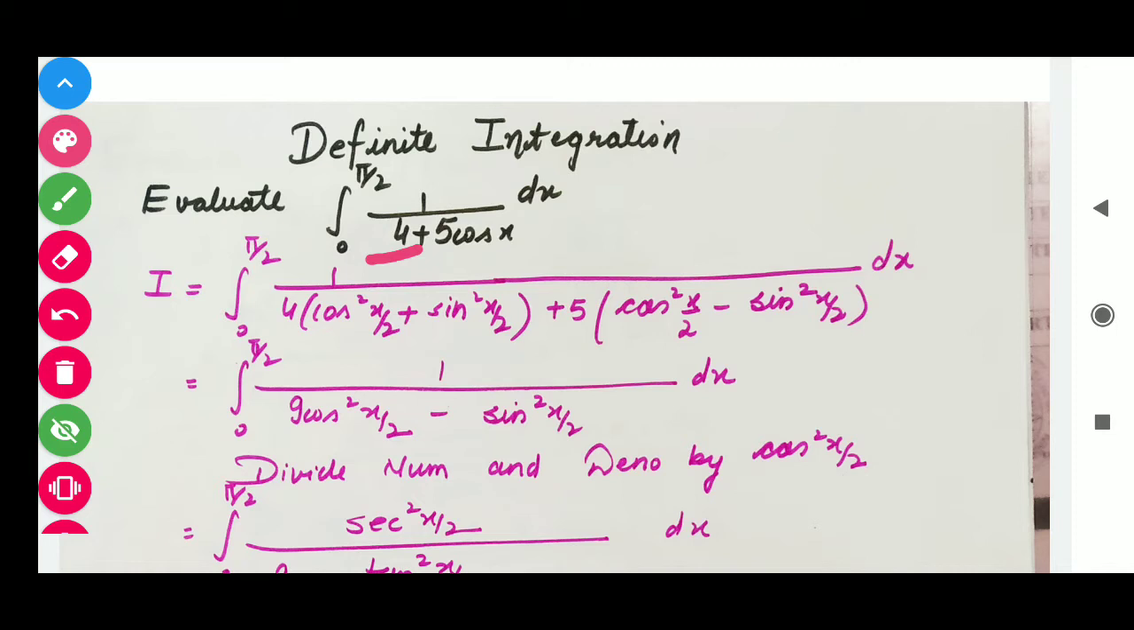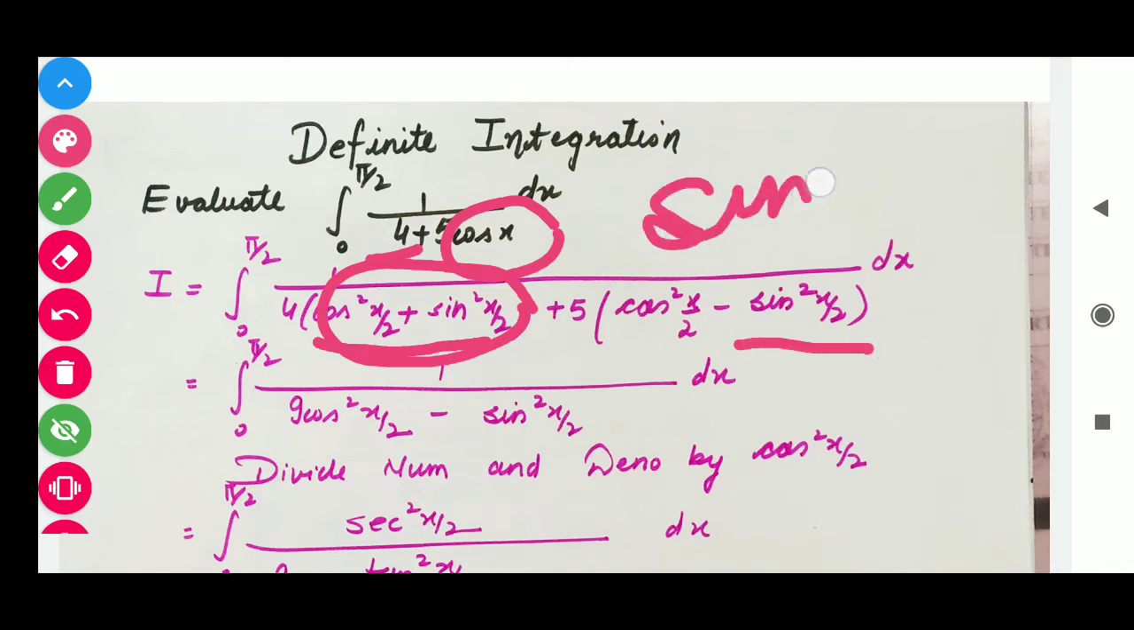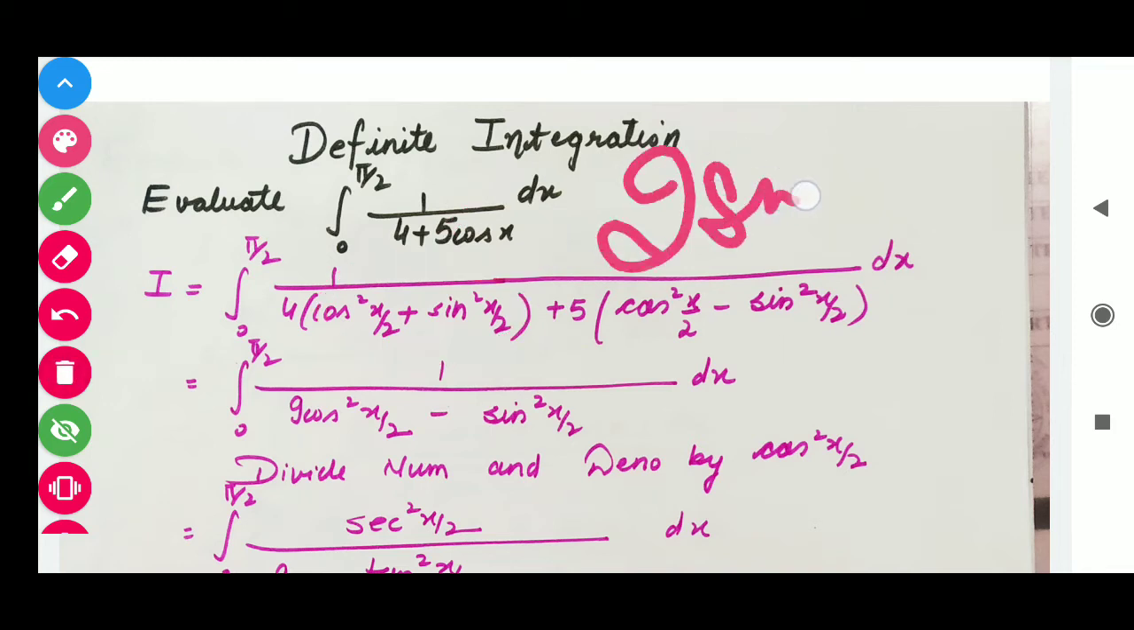So for the constant term we use cos square x by 2 plus sin square x by 2, because this value is equal to 1. So we multiply the constant term with this, and here we have the cos x. Its formula is cos square x by 2 minus sin square x by 2. Suppose, students, here we have the sin x, then we write 2 sin x by 2 cos x by 2. So you have to commit this result to memory.